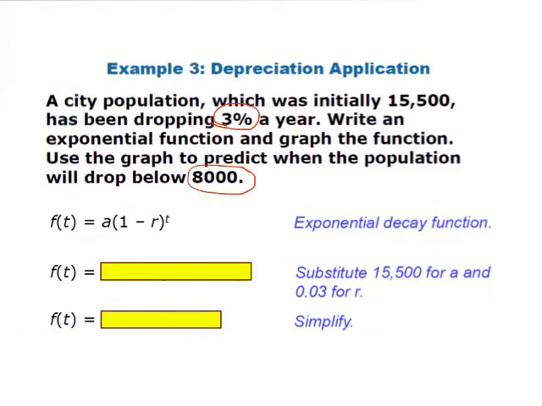Okay, so first of all, what is my a value? Well, it's right there. So a you know to be 15,500. Okay, what is our r value? Well, our r value is going to be equal to 0.03. It told us it was dropping. That's why, notice when it's population increase, I use 1 plus r, but when it's population decrease, you use 1 minus r.